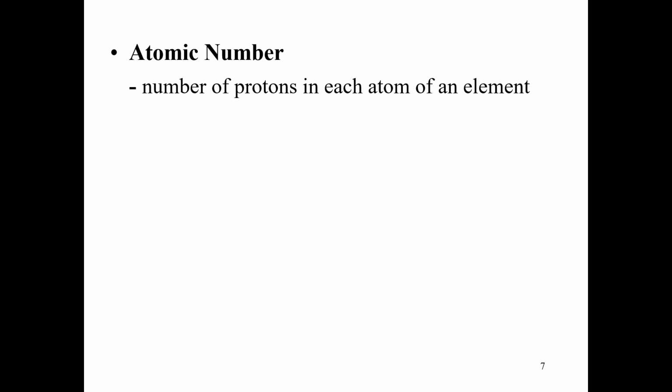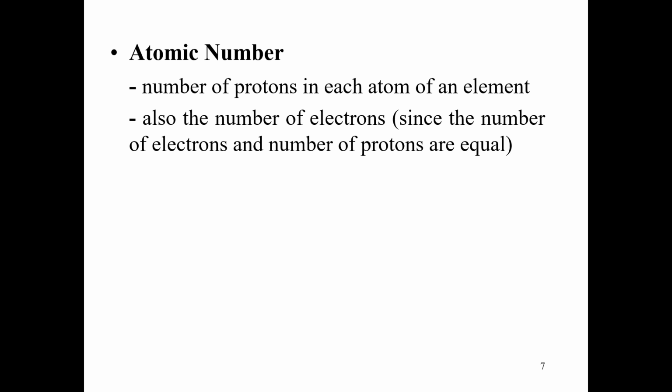What is an atomic number? An atomic number is the number of protons in each atom of the element. Each element has a unique atomic number, which is based on the number of protons. However, it is also the number of electrons, since most atoms have equal amounts of protons and electrons. So it can be either the number of electrons or protons, but it's better to count protons instead.